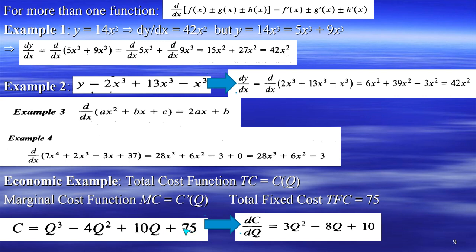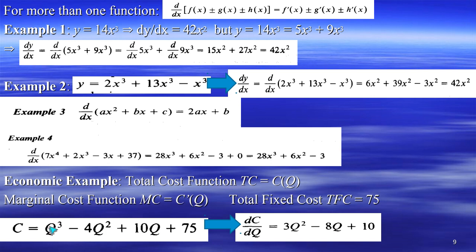This is the total cost function. So if we take the derivative of it, we will just take the derivative of each monomial and sum up. We use the same formula. We just put the power in front and reduce the power by 1. So we obtain dC over dQ, which is the marginal cost function in fact. The derivative of the total cost function is the marginal cost function.